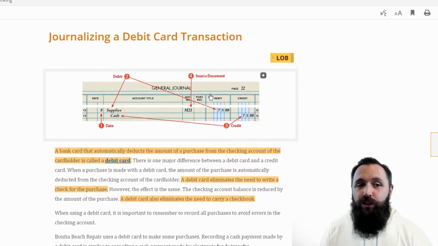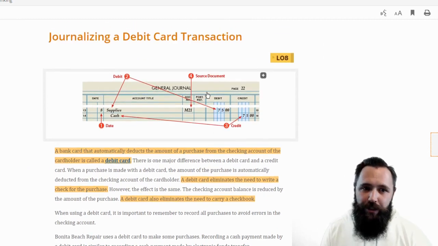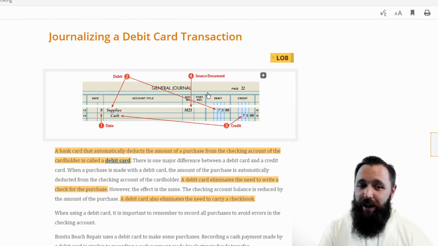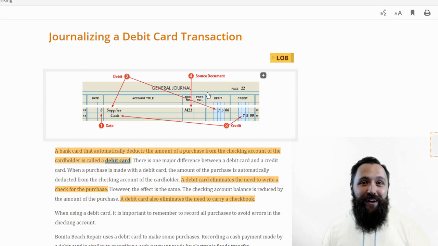And then next, we're looking at journalizing a debit card transaction. Once again, really self-explanatory, I kind of think, okay? A debit card is tied to your checking account.